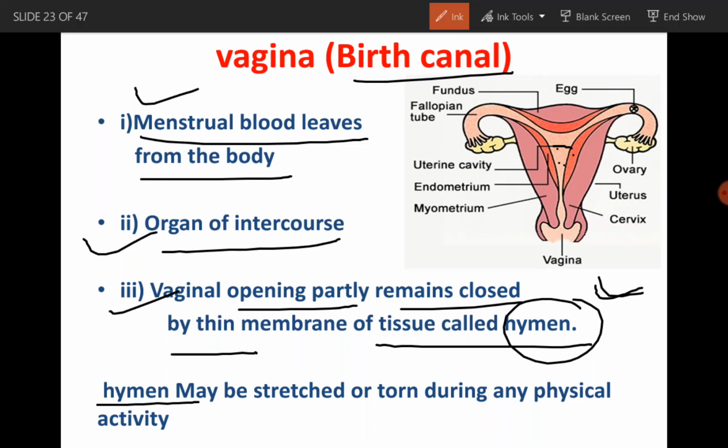The next one is the vagina, or the birth canal. It is also an organ of intercourse. Menstrual blood leaves the body from it at the time of menses, whenever the uterine lining is degenerated. The vaginal opening is partly closed by a thin membrane tissue. This is called the hymen. This membrane covers the pore of the vagina, and it may be ruptured during any physical activity.